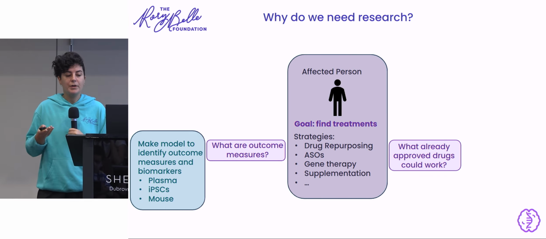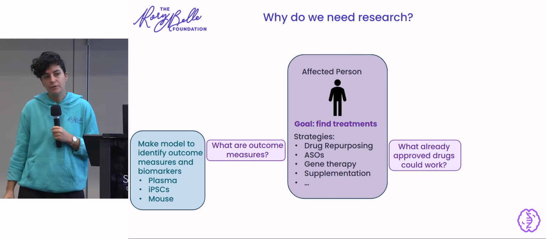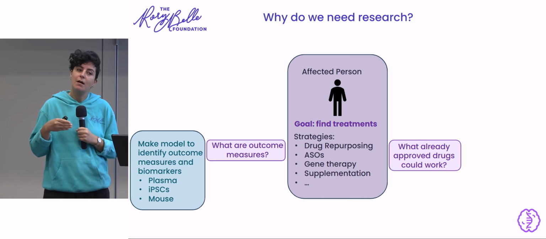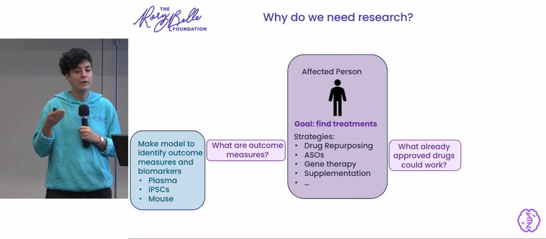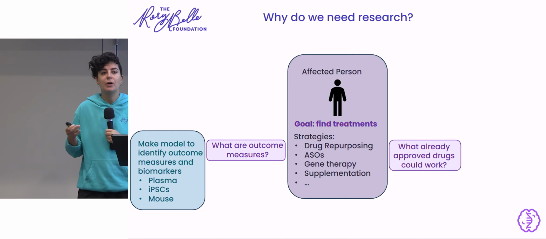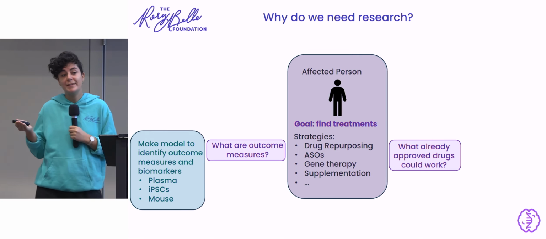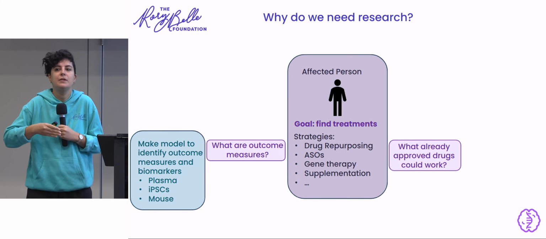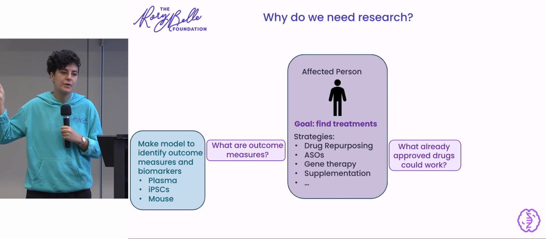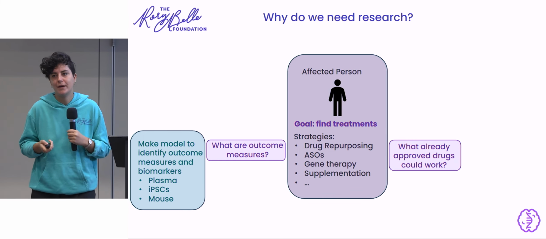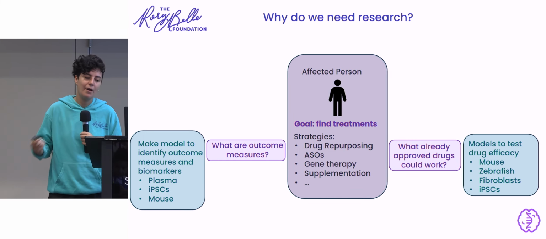What already approved drugs could work? We have this thing called drug repurposing, where drugs that are already on the market could be working on the symptoms of the different patients. But how does one test if all of these approved drugs could work on the symptoms? Obviously, you don't want to test like 1,000 drugs on your kid and just figure out what's going on, right? So that's why we need models.